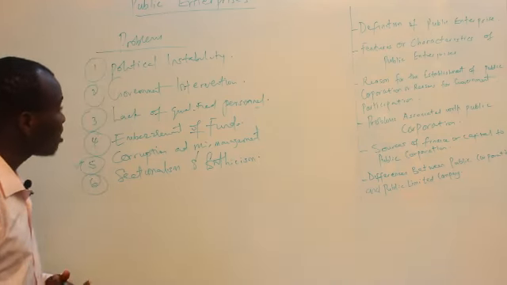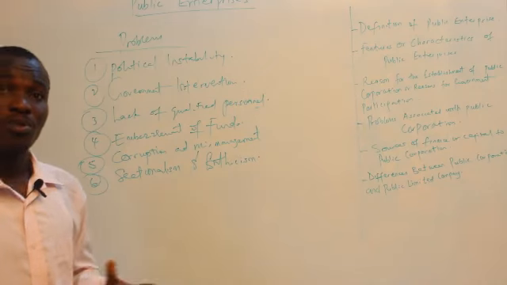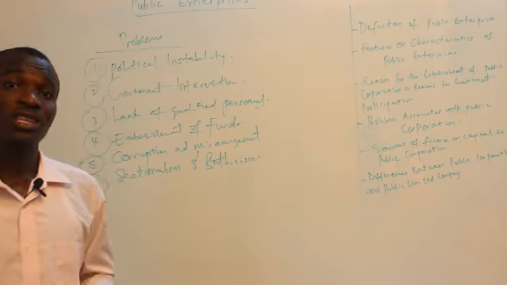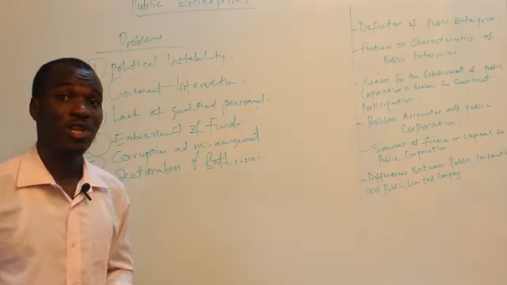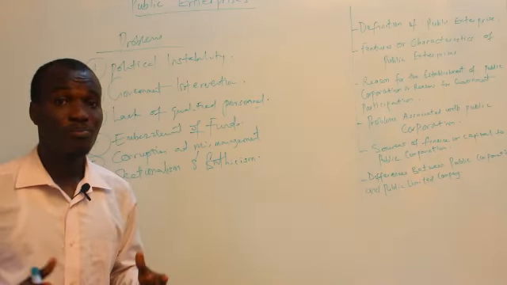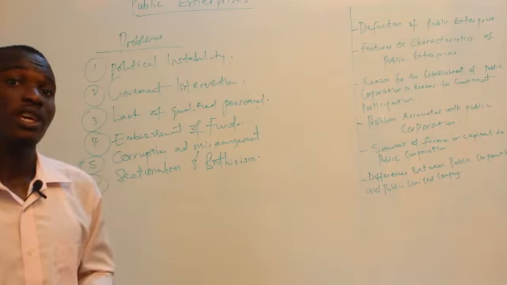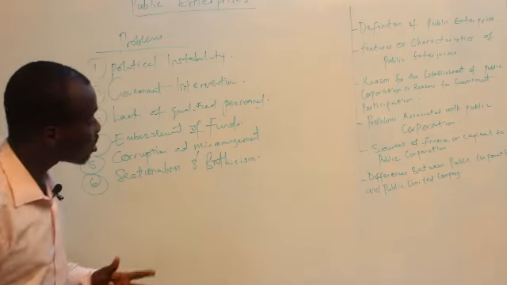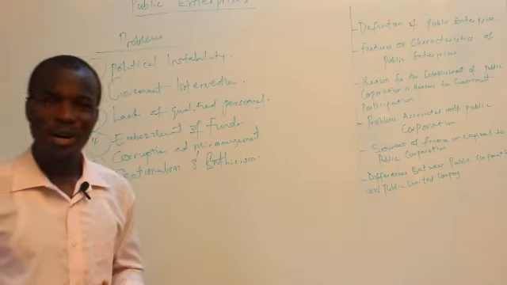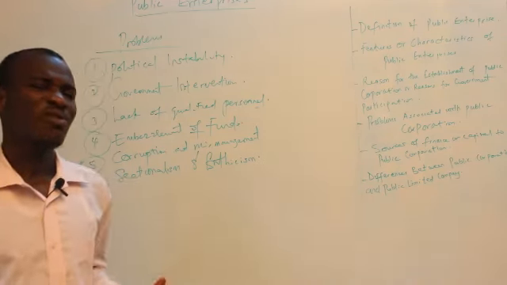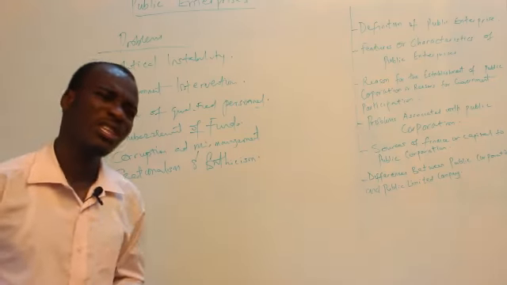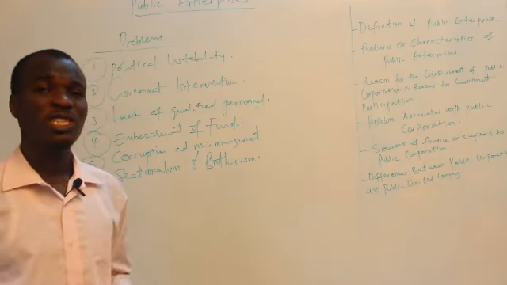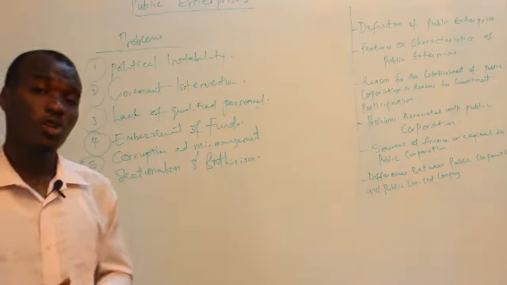Now the next thing we have is the embezzlement of funds. Majority of the revenue generated by the public enterprises is embezzled by the management. They embezzle a lot of funds for their personal gain and selfish interest. That also serves as a problem. Now the next thing we have is corruption and mismanagement. Officials are usually corrupt, and they mismanage funds which are meant for the government and for the public. They mismanage it for their selfish interests. That also serves as a problem.